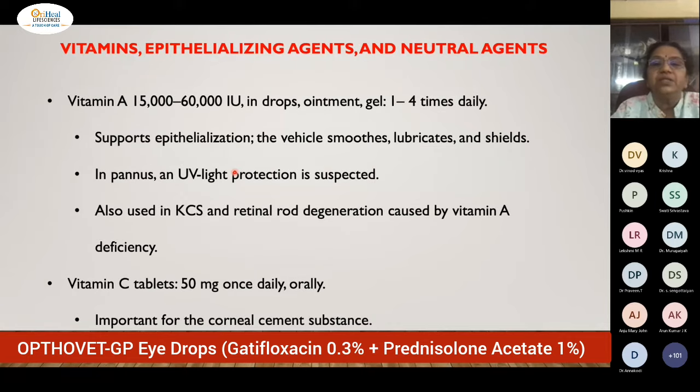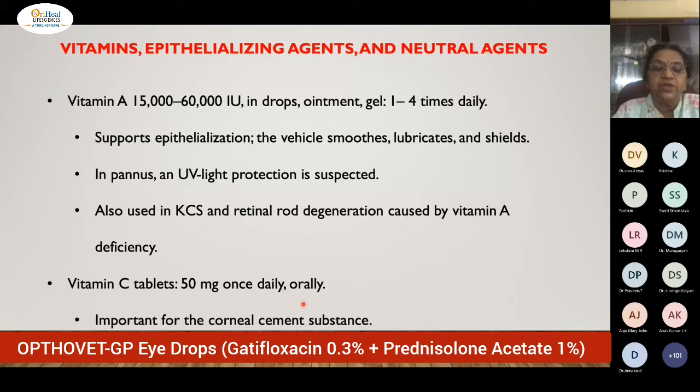Vitamins, epithelializing agents and neutral agents are also there. Vitamin A actually supports epithelialization. Nowadays you also have gel, so you can apply the gel directly topically on the eye, and it is also used in KCS and retinal rod degeneration causing vitamin A deficiency. Because of vitamin A deficiency, there also you can supplement with vitamin A.